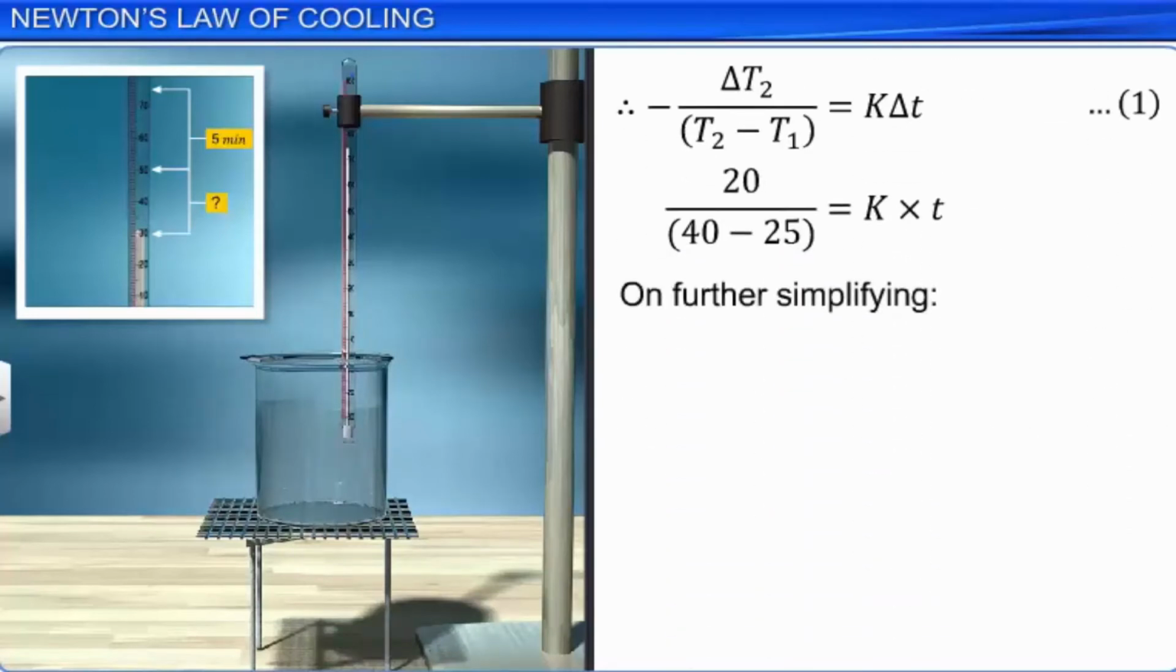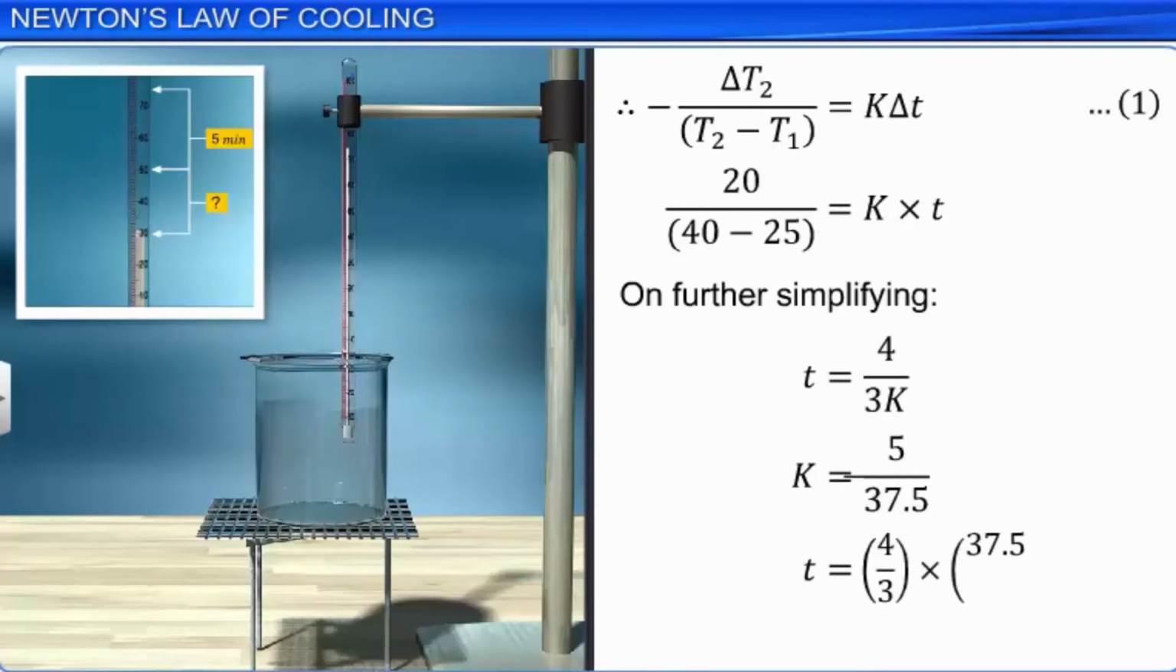We know that K is equal to 5 by 37.5. Substituting the value of K and simplifying, we get the value of T equal to 10 minutes. Therefore, it takes 10 minutes for the temperature of the water to fall from 50 degrees Celsius to 30 degrees Celsius.